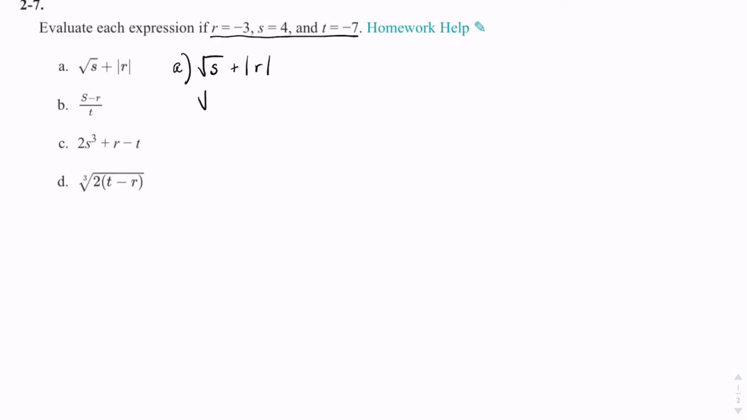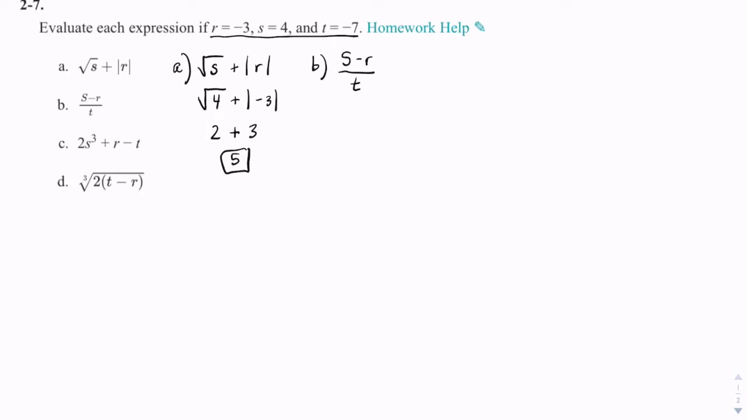So this would become root S, S is 4, plus the absolute value of R, which is negative 3. Notice I did not simplify anything on the first step. Okay, now we can start simplifying. The square root of 4 is 2, and the absolute value of negative 3 is 3, and we get 5 for A.